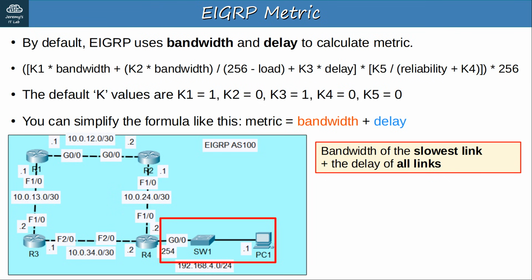For example, let's say R1 wants to send traffic to R4's LAN, 192.168.4.0/24. The route via R2 is the best. So the bandwidth of the slowest link, that's this one here, is added to the delay of all links, these three, and then you get the total metric value of the route. By the way, the routers don't actually send ping messages to measure the delay of each link. The delay value is actually a default value based on the interface bandwidth. So what should you remember about EIGRP metric for the test? Remember that it's calculated by adding the bandwidth of the slowest link to the delay of all links. Let's move on.